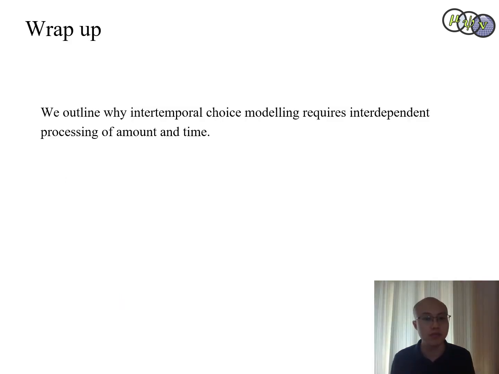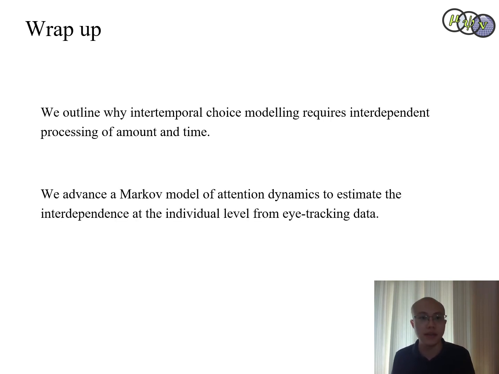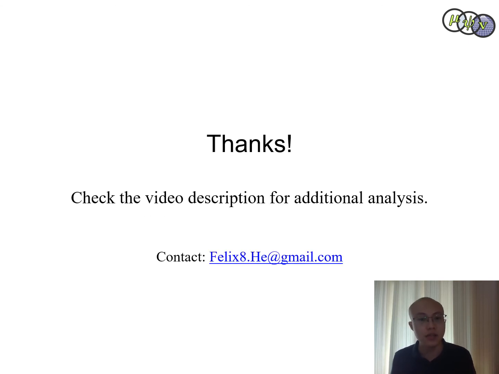For an interim summary, first of all, we outlined why intertemporal choice modeling requires interdependent processing of amount and time as 2 attributes. Then we advanced a Markov model of attention dynamics to estimate the interdependency at the individual level from the eye tracking data. We also made some additional analysis which I cannot cover in this presentation. For those of you who are interested in the additional analysis, please check the video description.